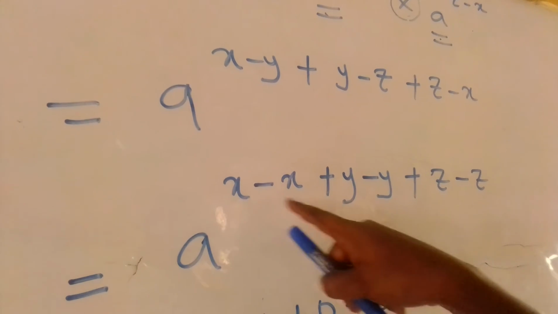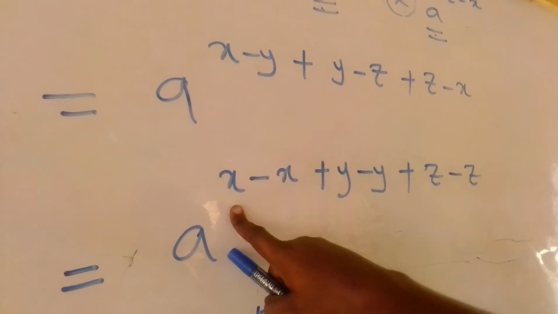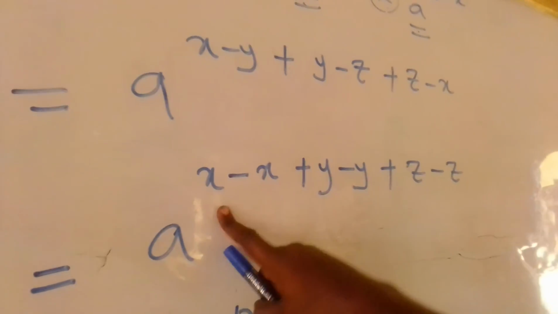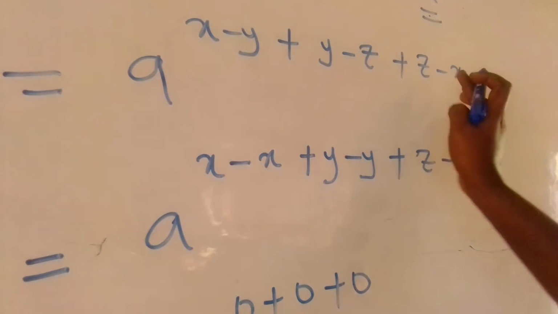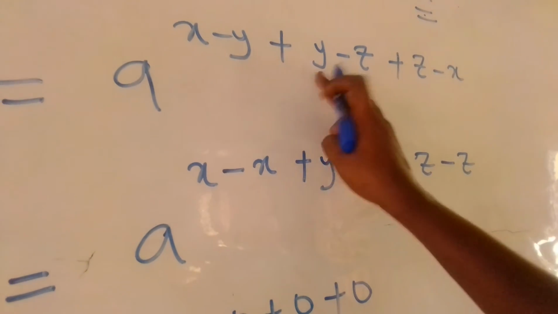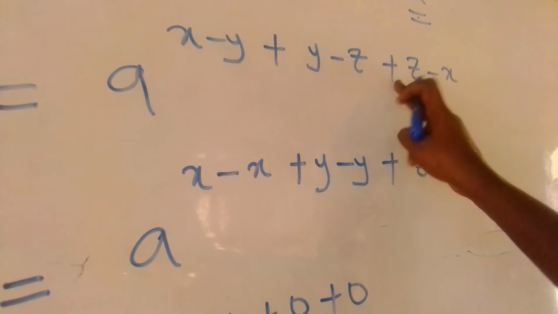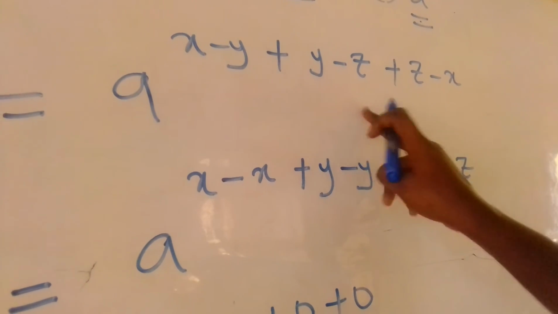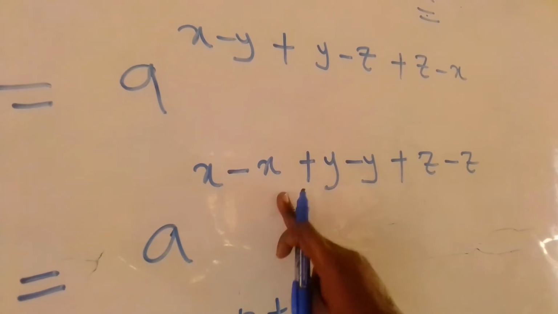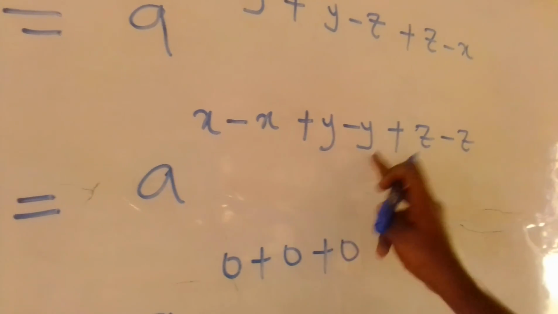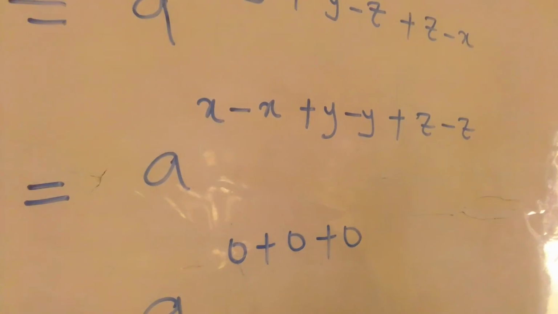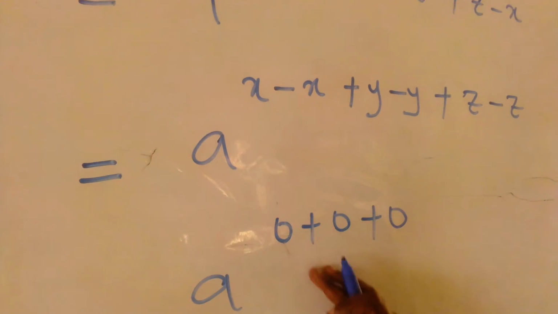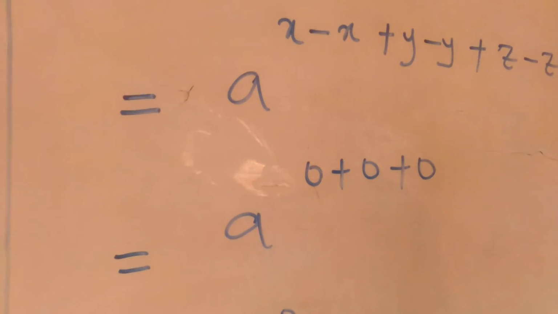So when we apply the law of BODMAS in mathematics, addition must come before subtraction. So let us rearrange: x minus x plus y minus y plus z minus z. And when we subtract, x minus x will give us 0, y minus y will give us 0, z minus z will give us 0. And when we add 0 plus 0 plus 0 together, it will give us 0.